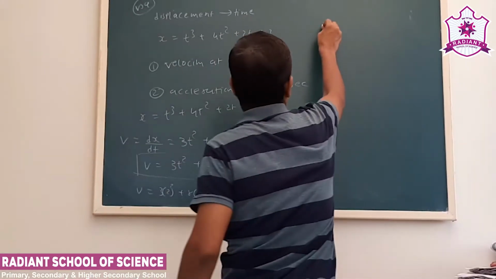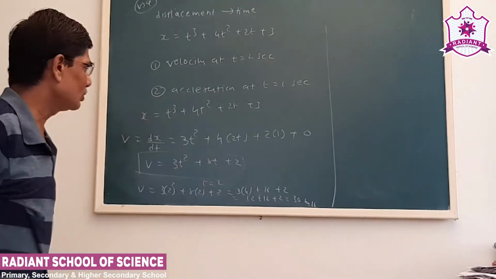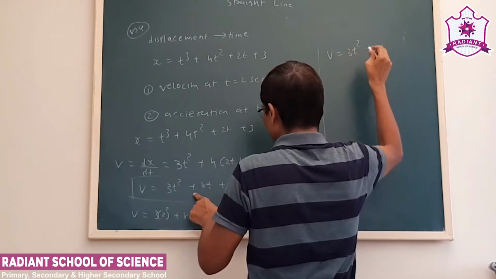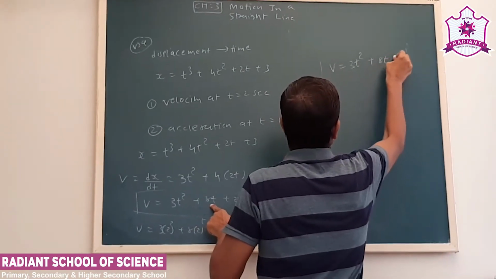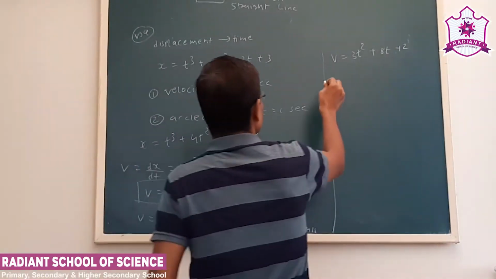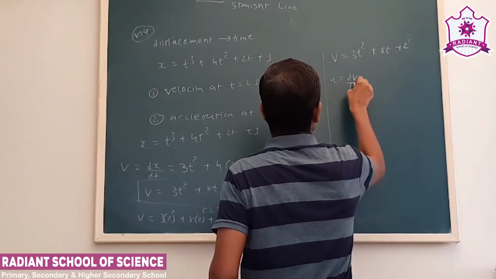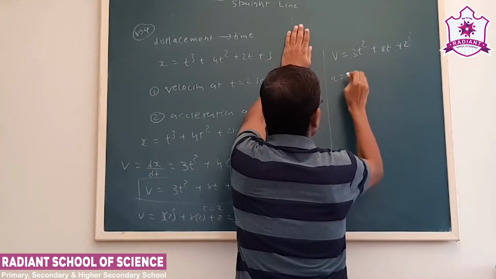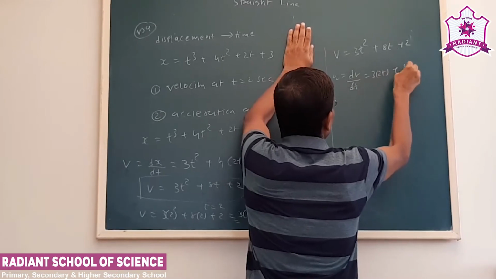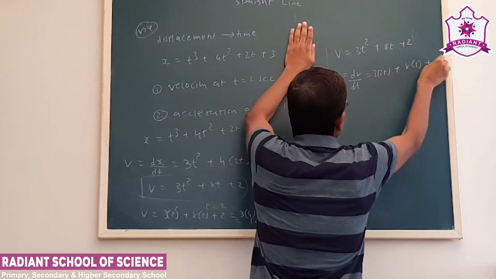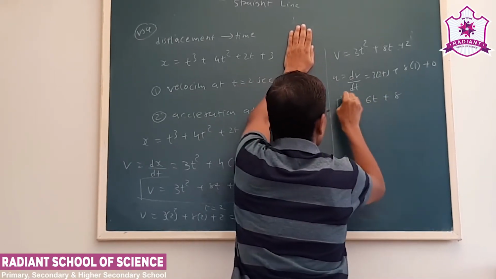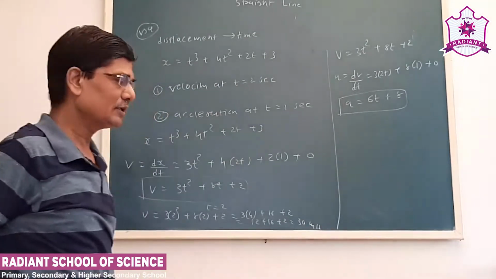Now next we have to find out the acceleration at t equal to 1 second. See, our equation for the velocity that we have obtained is 3t square plus 8t plus 2. Now acceleration, we know, is dv by dt. So a is equal to dv by dt. Now 3t square derivative is 6t, 8t derivative is 8, and 2 is a constant. So a is equal to 6t plus 8. That is the equation for the instantaneous acceleration.